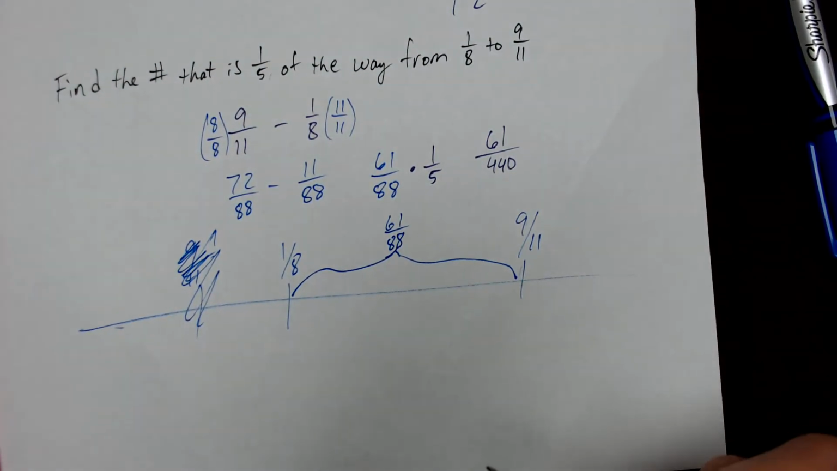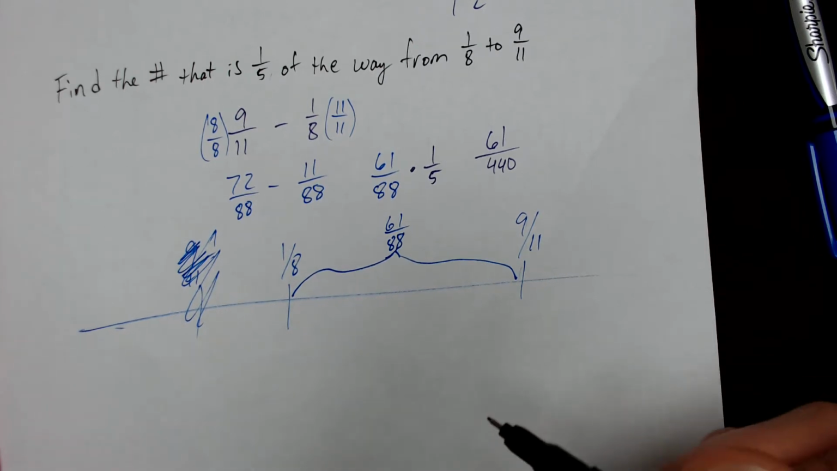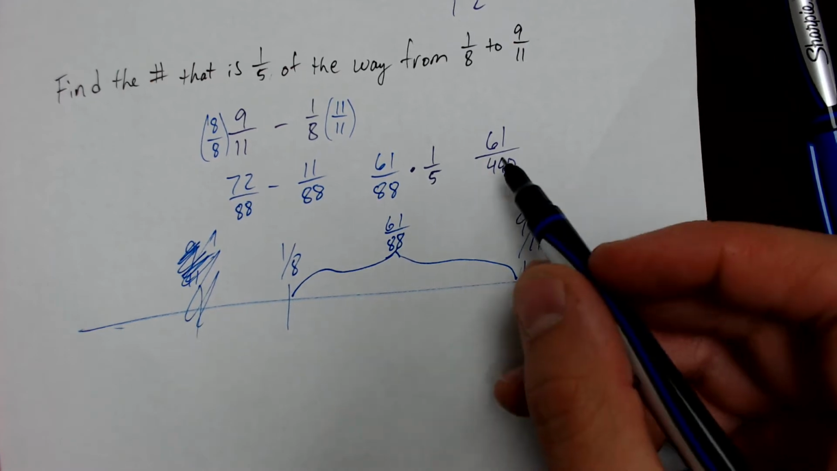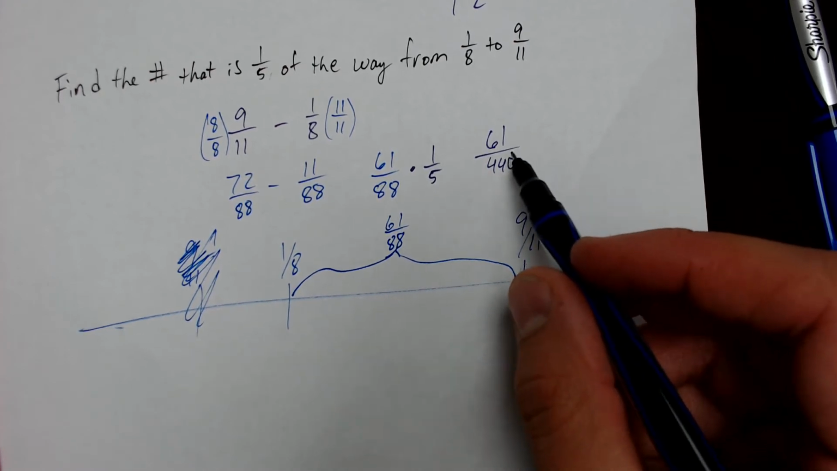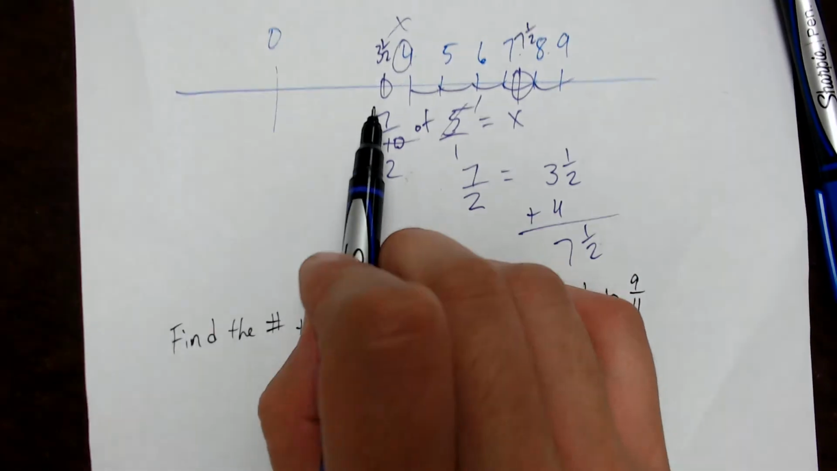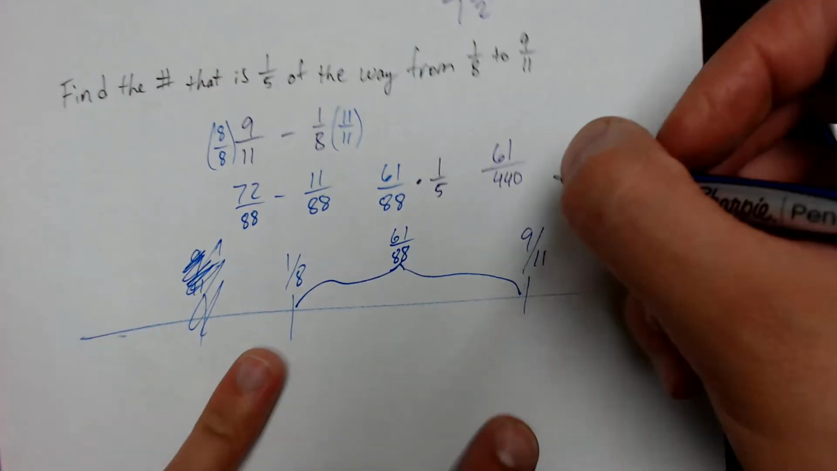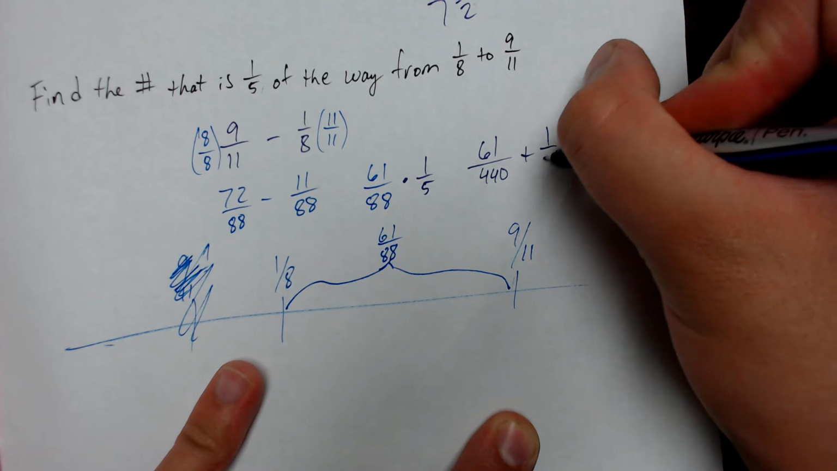Now, here is the annoying part. Well, what you guys might think of as annoying. So, once we have the distance, this number is not our answer. Remember, the same way that 3 1/2 was not our answer. This is the distance we need to add to the starting point. So then we take this and we add it to 1 over 8.